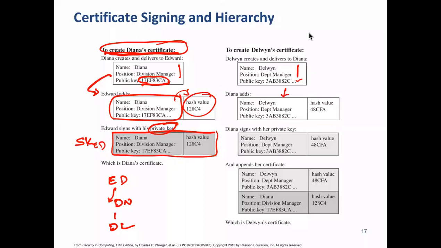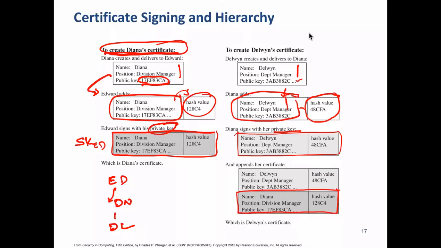So Dinah will confirm the identity of Delvin. If she is satisfied, she will create a hash value of all this, add it to this, and encrypt it with her own private key. But that is not sufficient, because everyone trusts Edward but may not trust Dinah. So in order to do that, Dinah will attach the certificate she has received from Edward. This is her own certificate.